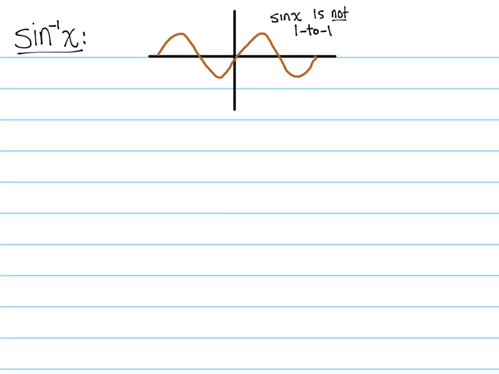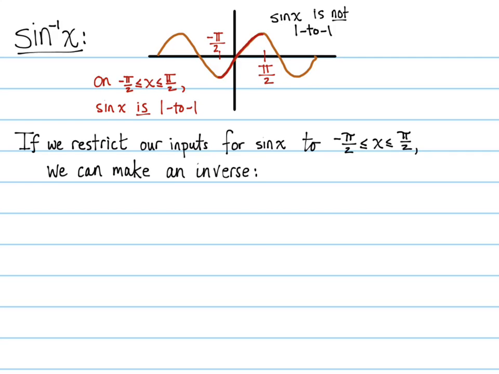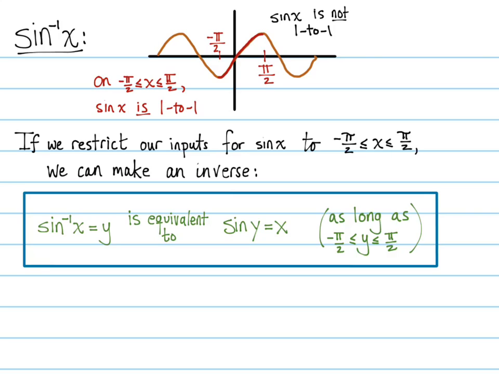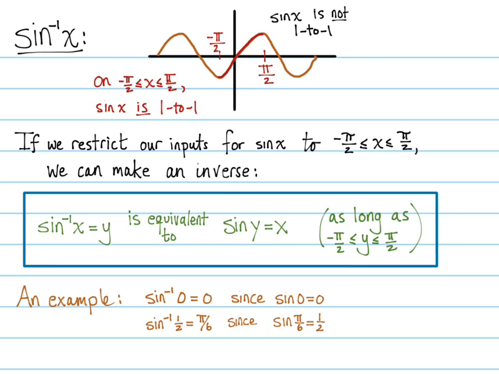So to figure out what is sine inverse of x, look at the graph of sine x. That's not 1 to 1. But if we restrict it to just values between negative pi over 2 and pi over 2, the red part, it becomes 1 to 1. So once we make it 1 to 1 by restricting the inputs, we can make an inverse. We would say that sine inverse of x is y is equivalent to sine of y equals x. And the only possible values of y we're going to allow are those between negative pi over 2 and pi over 2. So for example, sine inverse of 0 is 0.